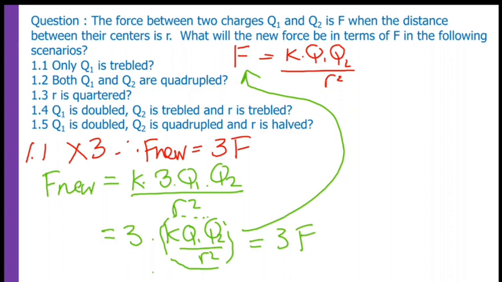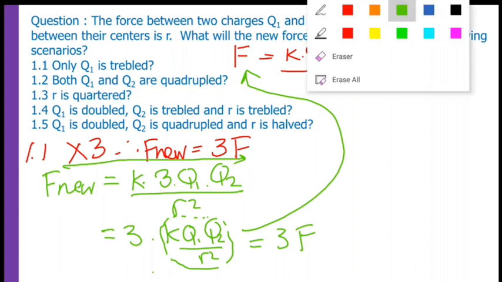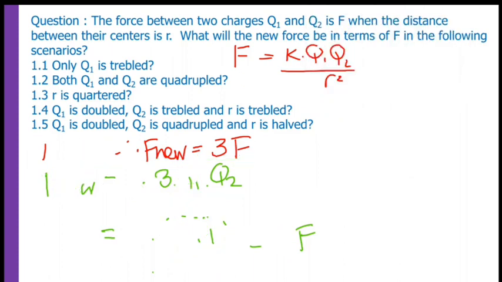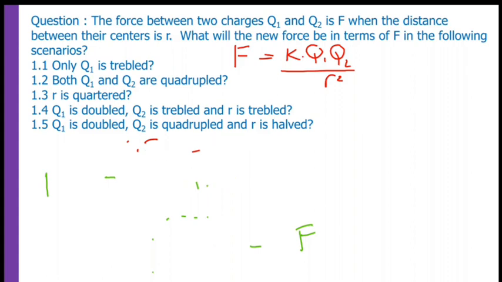So this is the long way of actually doing it. But you can do this almost in a logical way to say, oh yeah, since there's a direct relationship, you times 3 this side, you times 3 that side. That can also work. Okay, so 1.1, the answer is 3F. Okay. All right, let's move on to 1.2. Now 1.2 says, well, both Q1 and Q2 are quadrupled.